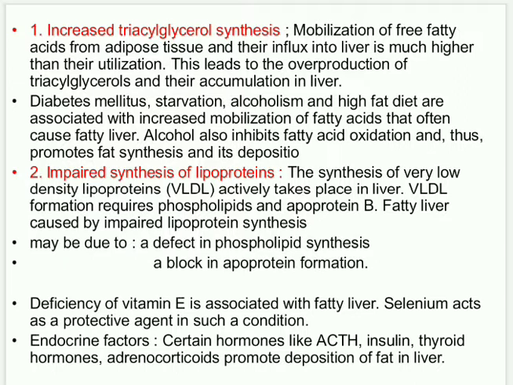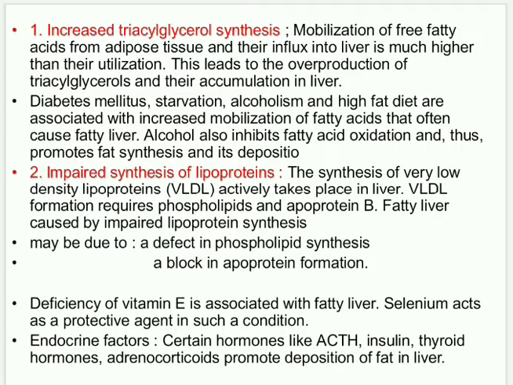The second is impaired synthesis of lipoprotein. The synthesis of very low density lipoprotein actively takes place in the liver. Very low density lipoprotein formation requires phospholipid and apoprotein B. Fatty liver caused by impaired lipoprotein synthesis may be due to a defect in phospholipid synthesis or a block of apoprotein formation. So this disease is also caused by impaired synthesis of lipoprotein.